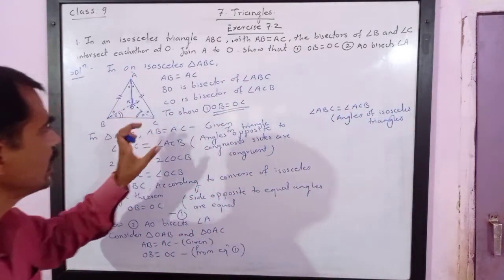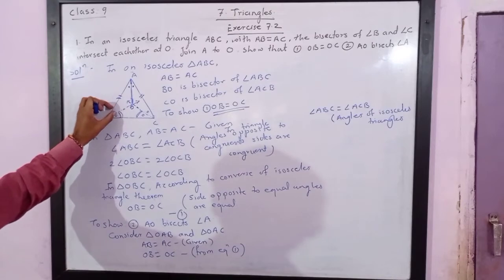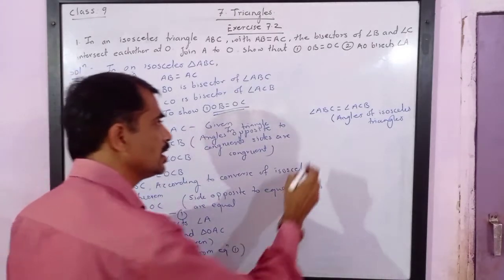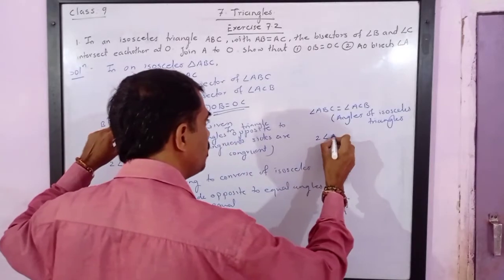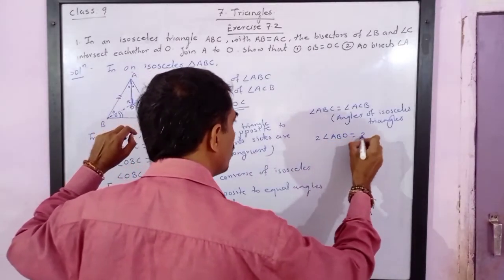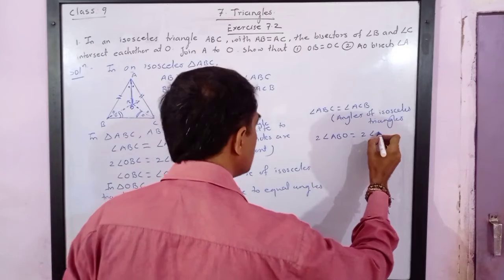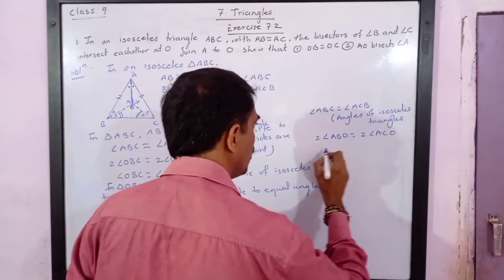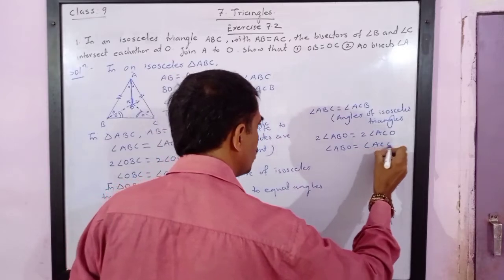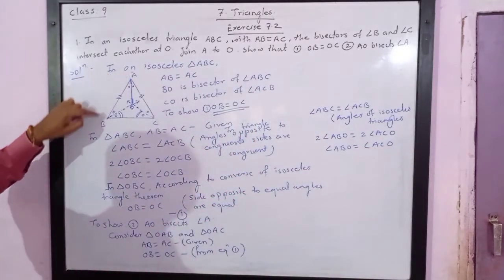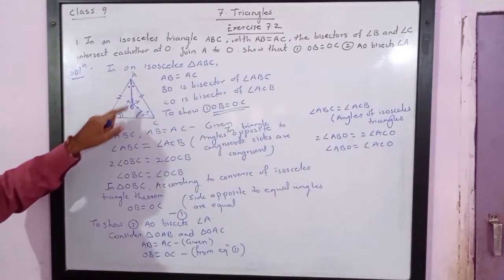Now these two angles are congruent. It means their halves are also equal. It means twice angle ABO is equal to twice angle ACO. It means angle ABO is equal to angle ACO. Please note, ABO is this angle, ACO is this angle.